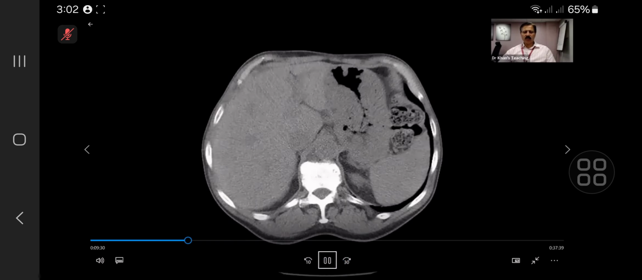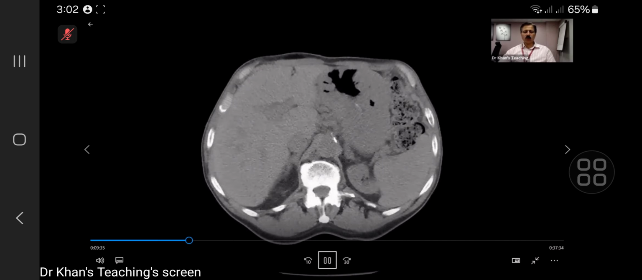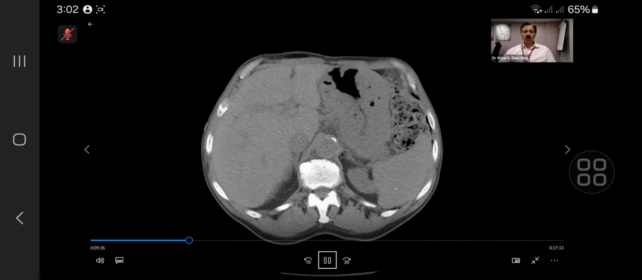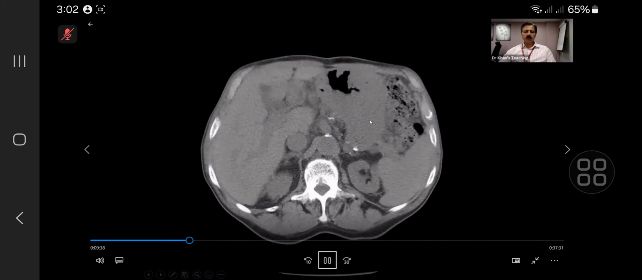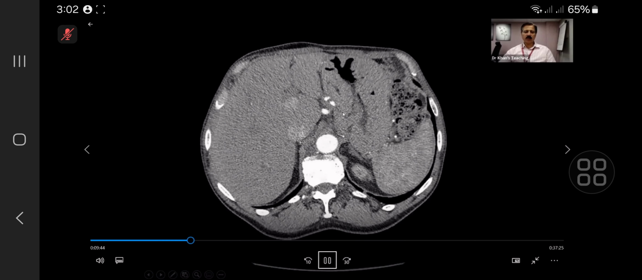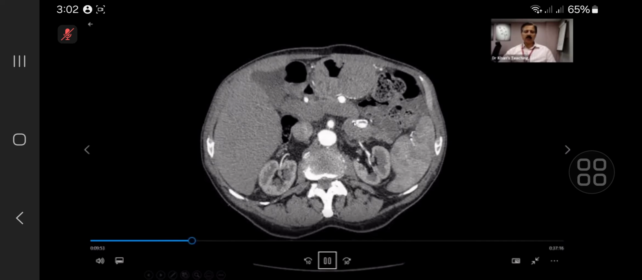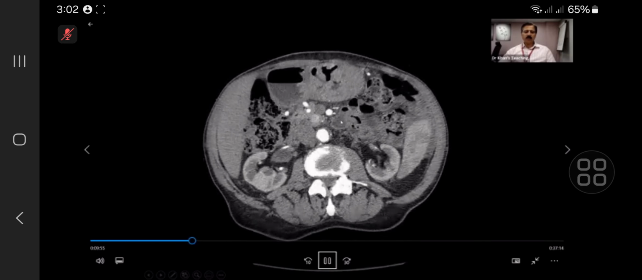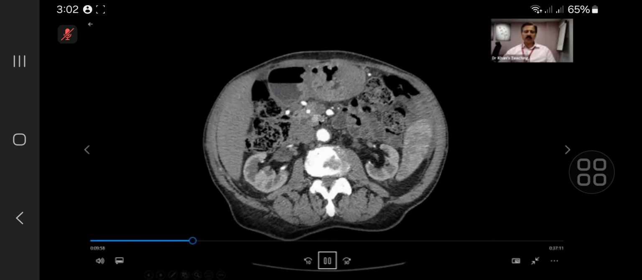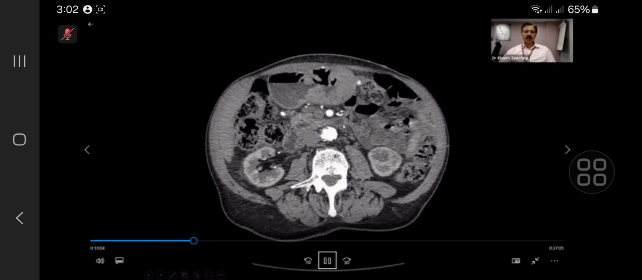So I am going to, this is a teaching case, and I'm not going to ask you anything. This is the same case. But I want to tell you that these kinds of cases are very important for your long cases. Now, on this non-enhanced, you can see a bit of thickening of the stomach. And on this arterial phase, you can see this enhancing liver lesion, and then you can see something here. If you see, this is the uncinate process of the pancreas, and you can see this enhancing nodule.